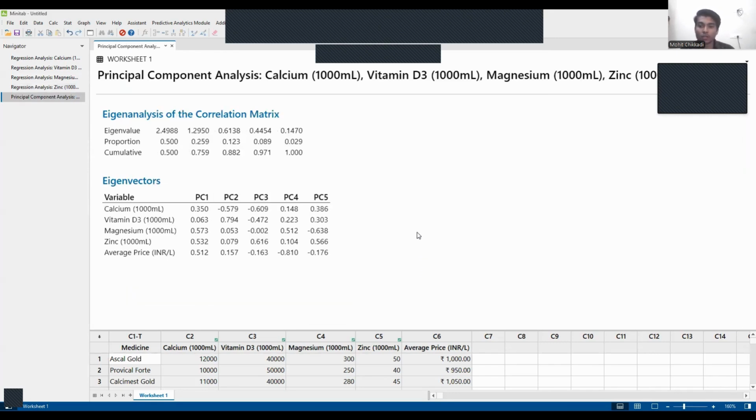Now imagine we have a data set of different medicine brands, each with varying amounts of calcium, vitamin D3, magnesium, and zinc, along with their average prices. Analyzing this directly can be overwhelming. So PCA helps us reduce the number of variables while retaining most of the important information. Think of it as finding the key ingredients that define each medicine. The more variables you have, the harder it is to find meaningful patterns. So PCA helps us overcome this by reducing the number of dimensions.